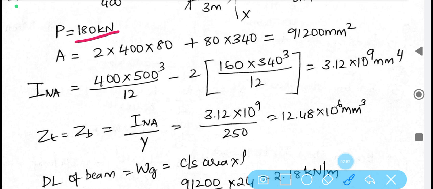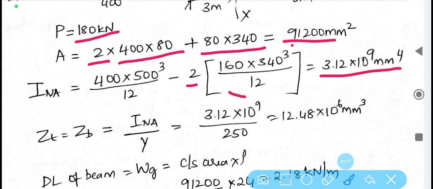A pre-stressing force is given as 180 kilonewton. Since it is a symmetrical I section, there are two flanges. Flange dimension is 400 into 80. Web or the rib dimension is 80 by 340. And make the final calculation. And moment of inertia: the entire I section can be idealized as a rectangle section, and later you can deduct two exterior rectangles, and that is how the moment of inertia can be computed.